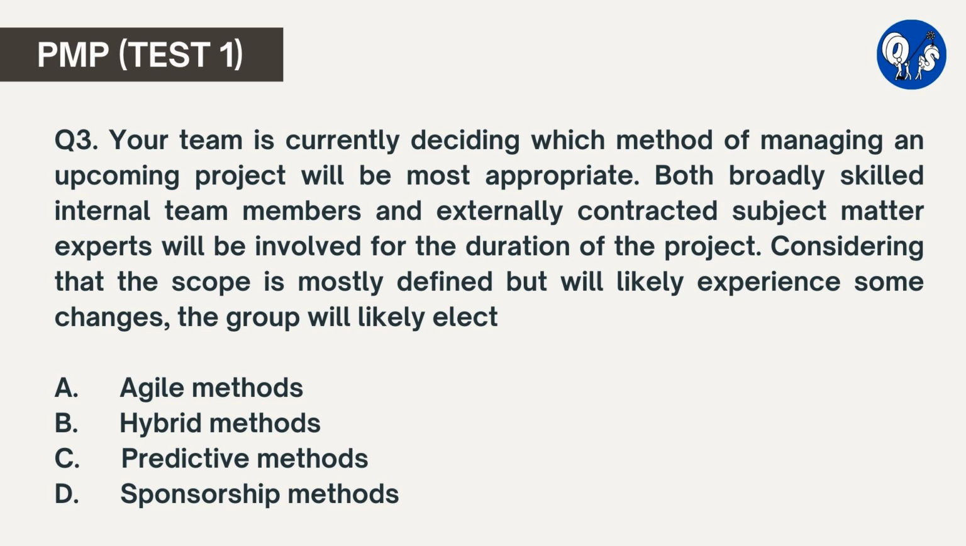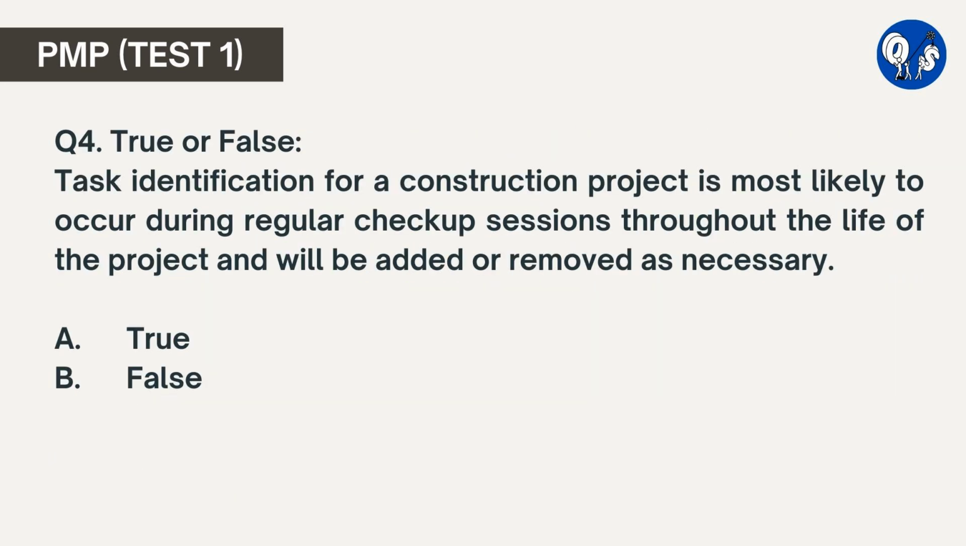Hybrid methods. Hybrid methods are the most appropriate because the team has a defined scope, but change is expected and may require some adaptive approaches. Also, the team is composed of broadly skilled individuals used in agile teams and subject matter experts used more often in predictive teams. Question number 4.